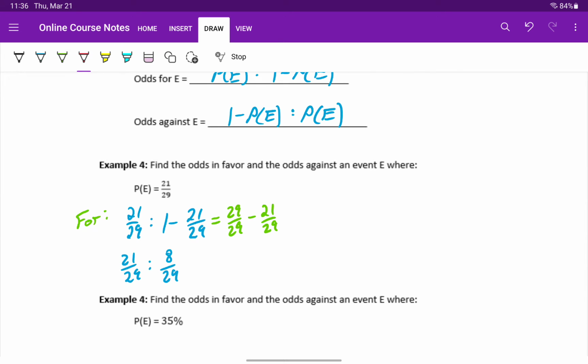So we have our odds for, which we can then reduce by multiplying both sides of this by 29 to get 21 to 8. So our odds in favor would be 21 to 8. To get our odds against, since we've already done that work and done those calculations, we can just flip that around to be 8 to 21.